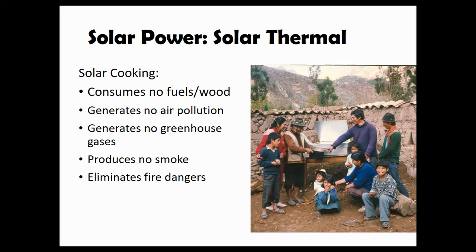Solar cooking can also be done with reflective surfaces and insulated containers. The benefits here are that solar cooking consumes no fuel or wood and therefore generates no air pollution or greenhouse gases. It also eliminates fire dangers.